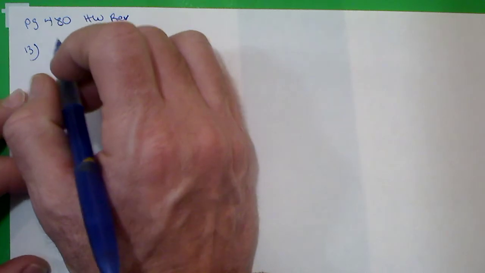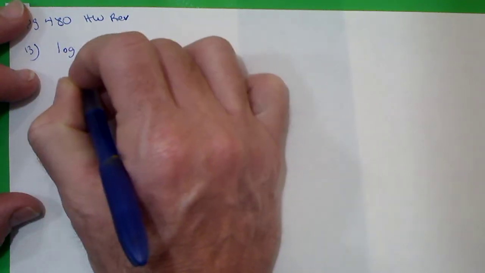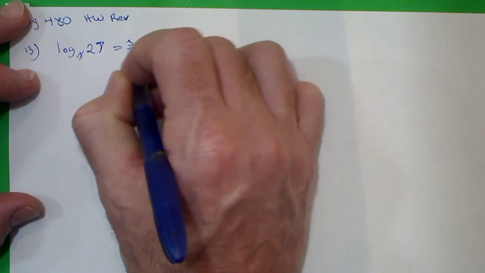Okay, let's start going over the page 480 homework. First problem I have to do here is number 13. Log of 27 base x equals 3 over 2.